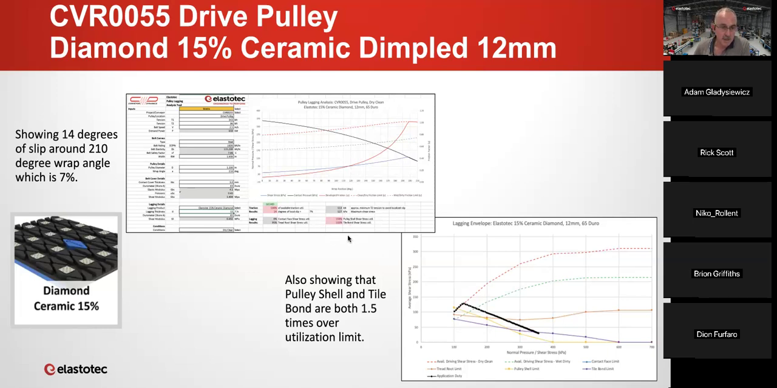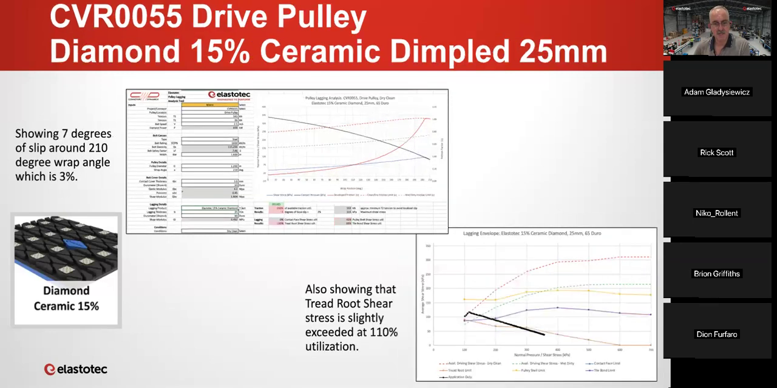You can see up here in the graphical section where we've got things highlighted in red. What it's basically saying here is that the pulley shell shear stress is 156% of the fatigue limit, and the tile bond shear stress is 155% of the fatigue limit. So basically, it's just saying that we're not going to get our 5 years of life.